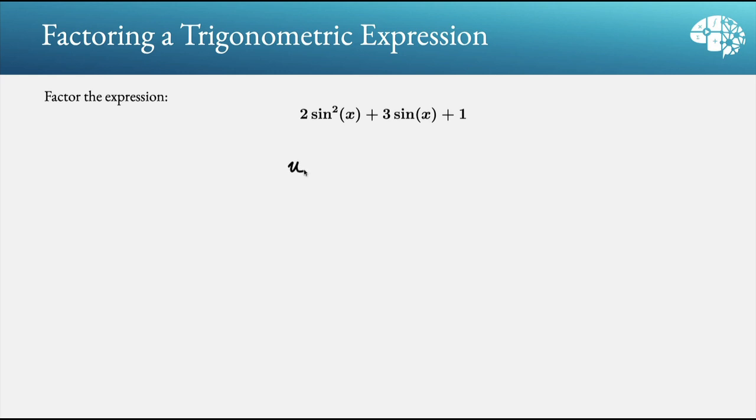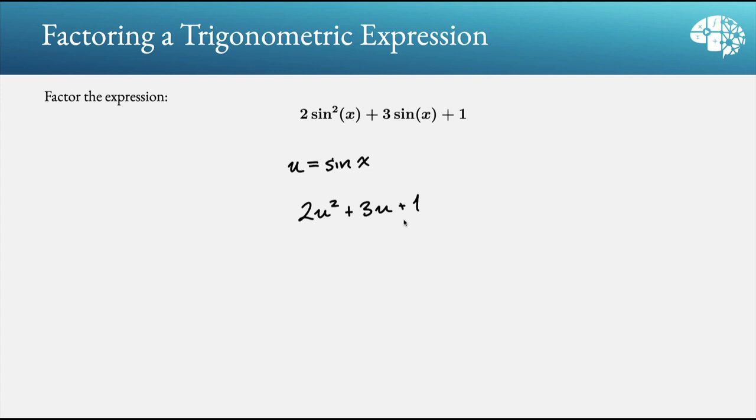Let's just say u was equal to the sine of x. The reason I would do that is because sine of x is the thing that repeats here. One time it's squared and the other time it's not. If I make that substitution, then this expression becomes 2u squared plus 3u plus 1. Now I see this is a quadratic in the variable u, and we can use our quadratic factoring techniques in order to factor this.